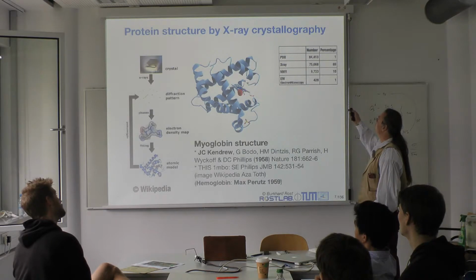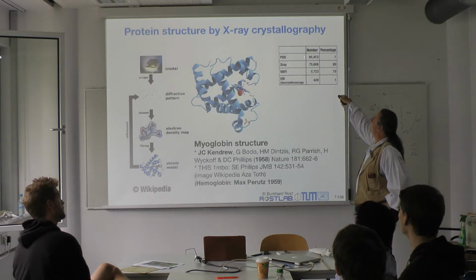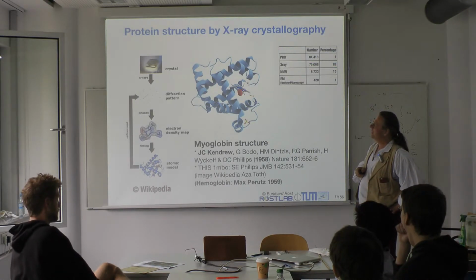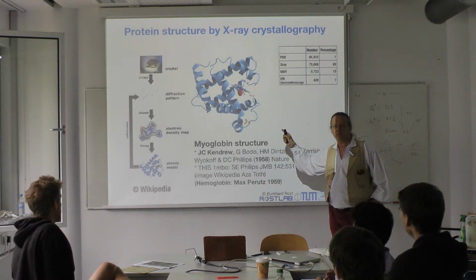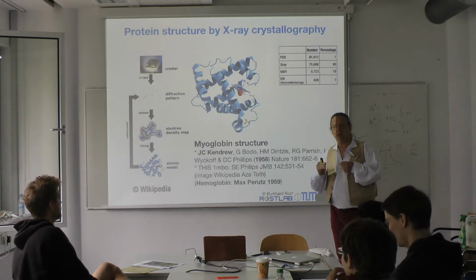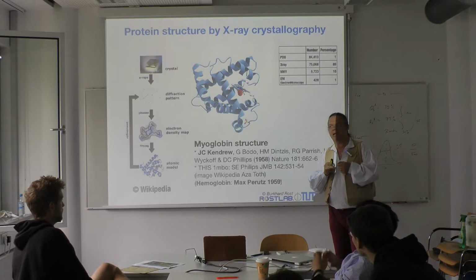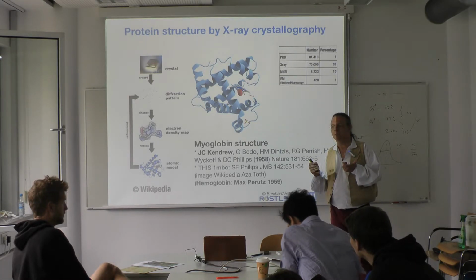So the most important source of protein structures is X-ray crystallography. Of all the PDB structures, about 89% were done by X-ray crystallography. In order to do X-ray crystallography, what you need to do first is express your protein in a high concentration, and purify it to very high concentrations. Why do you need such a high concentration?